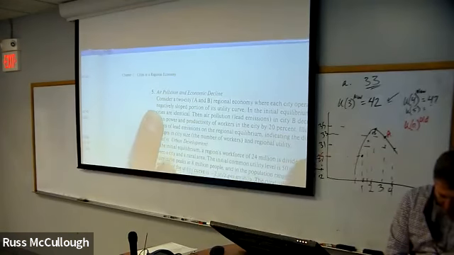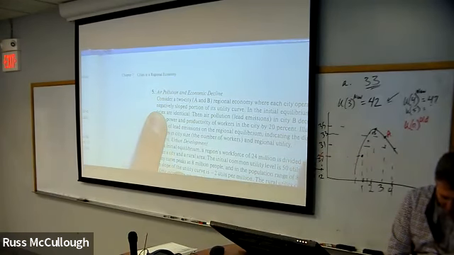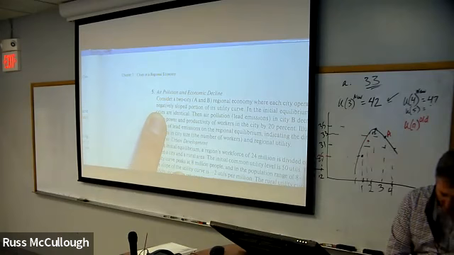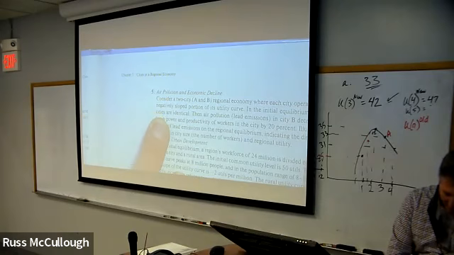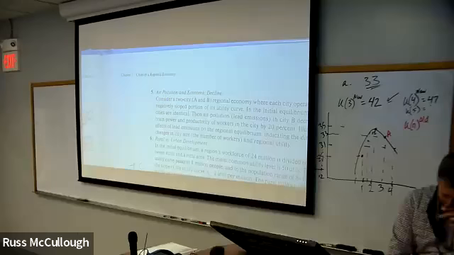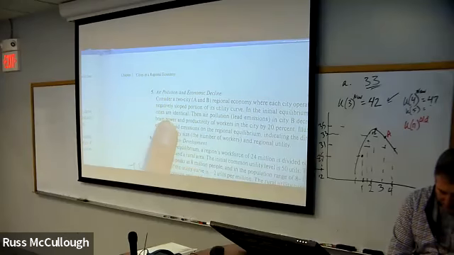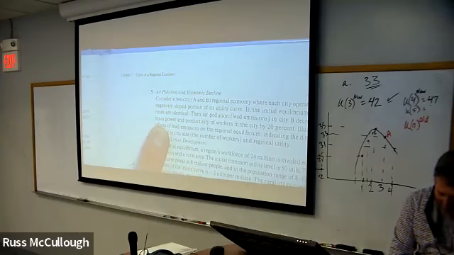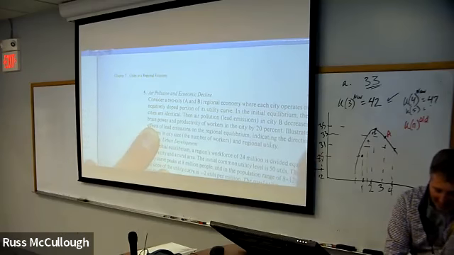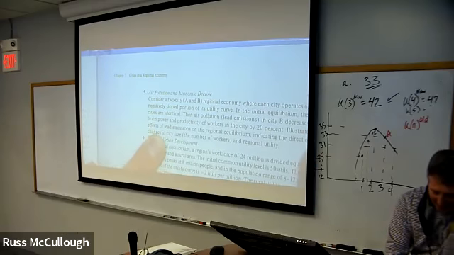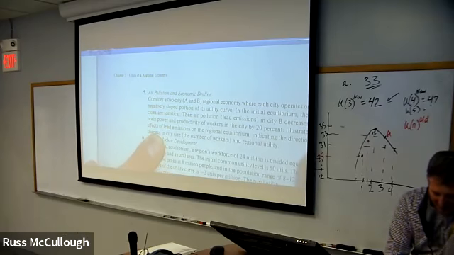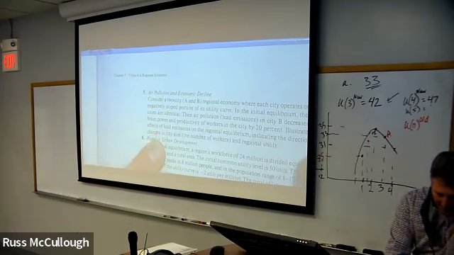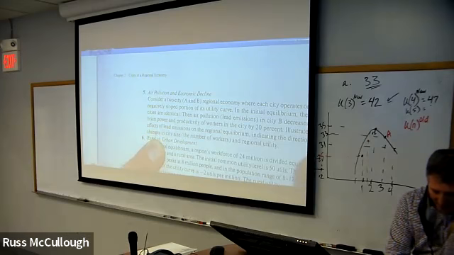All right, air pollution and economic decline. Consider two cities, A and B, a regional economy where each city operates on the negatively sloped portion of the utility curve. In the initial equilibrium, the two cities are identical. Then air pollution, lead emissions in city B decrease the brain power, they get stupid, and the productivity of workers by 20%. Illustrate the effect of lead emissions on the regional equilibrium, indicating the direction of the change.